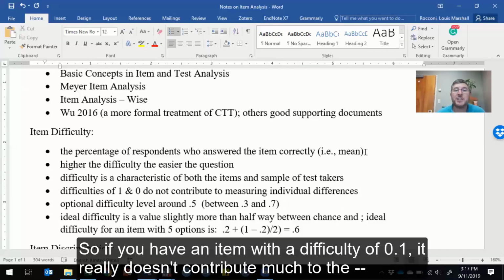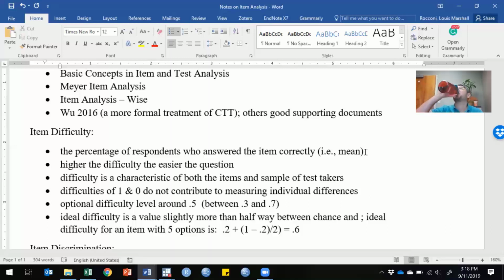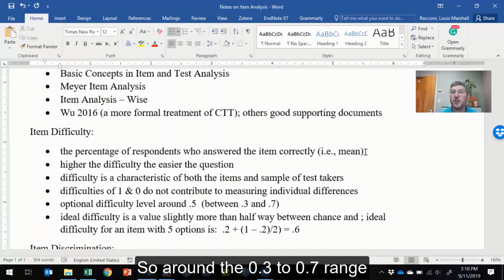But this is really a sample characteristic. If you have an item with a difficulty of 0 or 1, it really doesn't contribute much, because it means everybody either got the question right or everybody got the question wrong. We're really looking for items with difficulties around 0.5. Around the 0.3 to 0.7 range is typically what we're looking for.